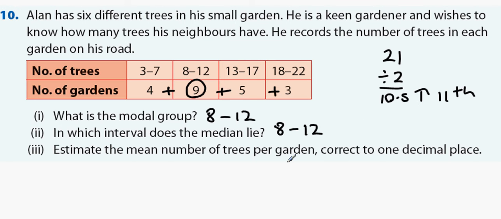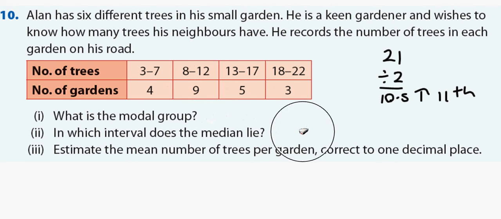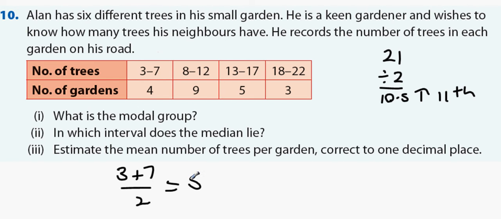Estimate the mean number of trees per garden, correct to 1 decimal place. Now, an estimation, okay? An estimation means you're going to use the mid-interval values, so you've got to get the middle of each one. Now to get the middle of a value, you add the lower value, which is 3, plus the upper value, and you divide by 2. Therefore the middle is 5. So the middle of this one is 5.